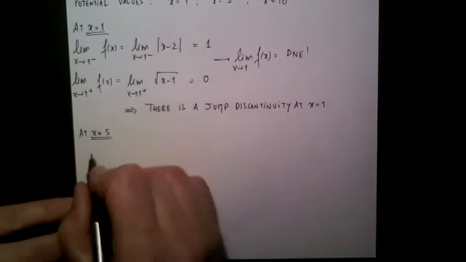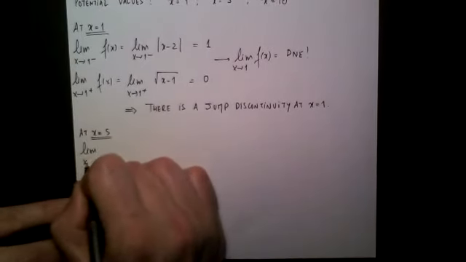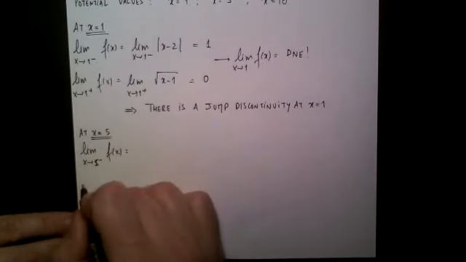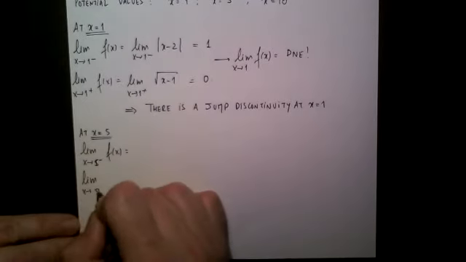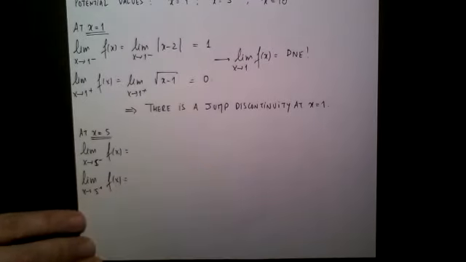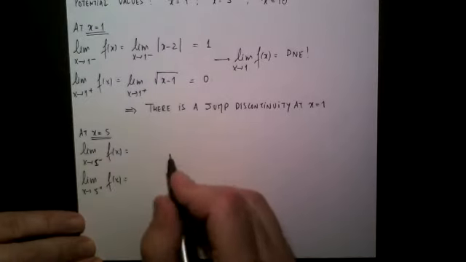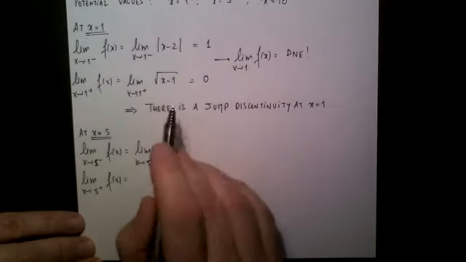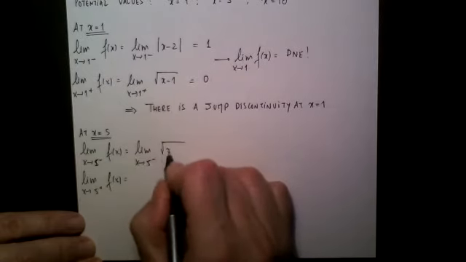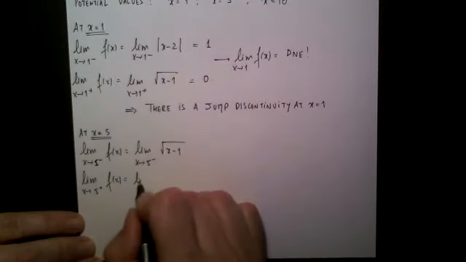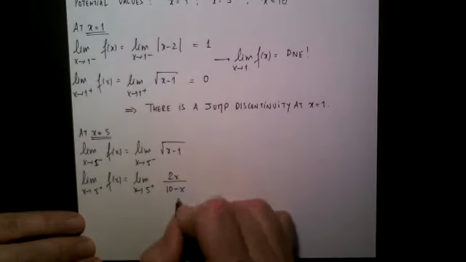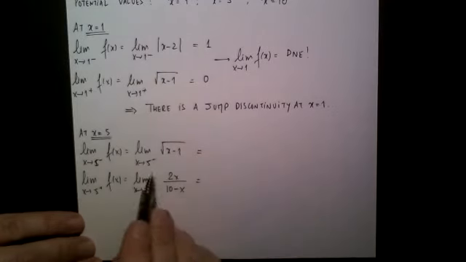Okay, so at x equals 5, I'm going to do the limit from the left of f of x, and then the limit as x approaches 5 from the right. The function on the left of 5 is the square root of x minus 1. And on the right, the limit as x approaches 5 from the right is going to be the other one, 2x over 10 minus x.